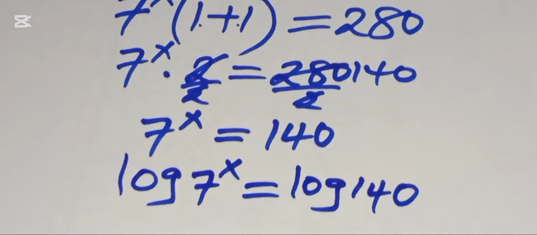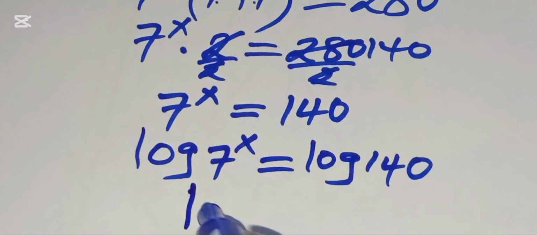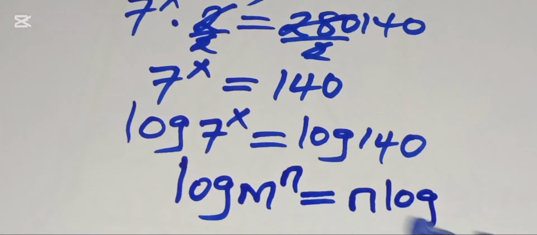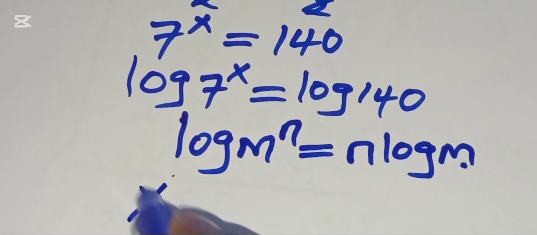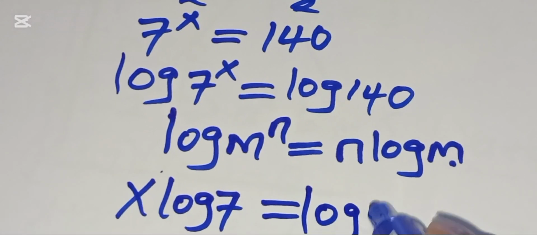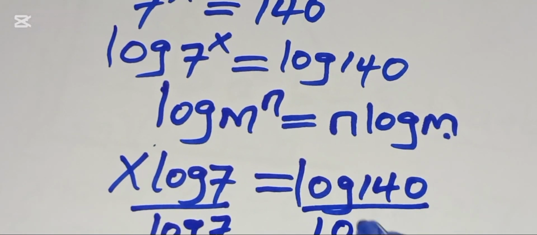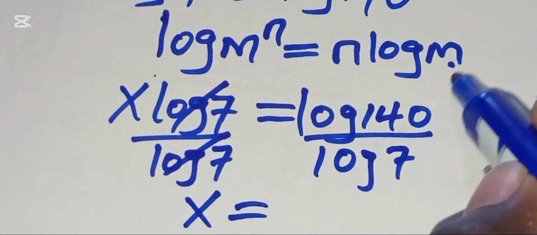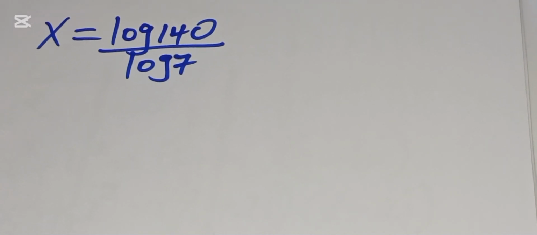Now log 7 raised to power x is in the form log m raised to power n, which you can express as n log m. Let's apply this property, so that this is x log 7, which is equal to log 140. So we divide both sides by log 7, so that the value of x is equal to log 140 divided by log 7.